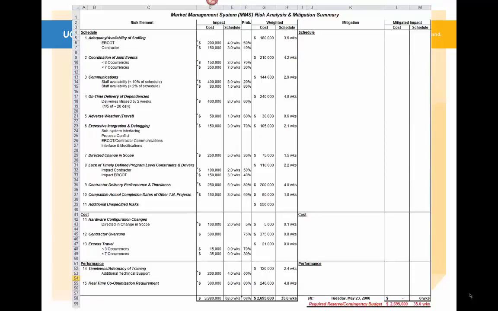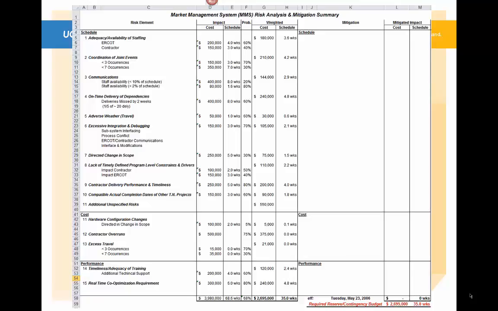I have presented here two actual management spreadsheets, risk reserve spreadsheets, that I have used in actual projects. It is my methodology, my technique of organizing risk in a way that I break it up into the three fundamental elements of schedule, cost, and performance.